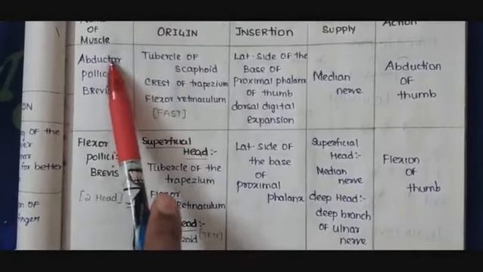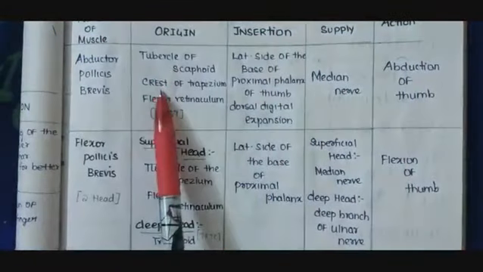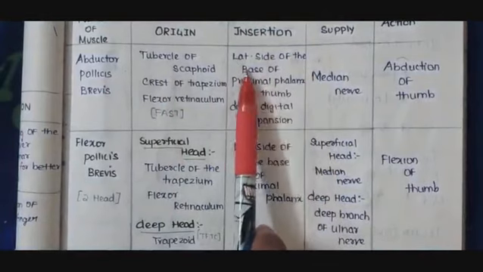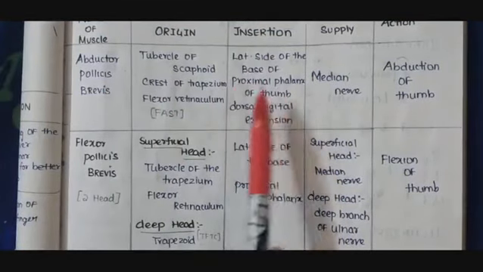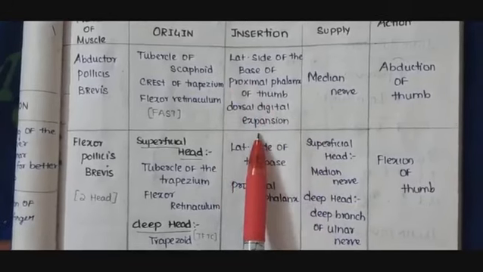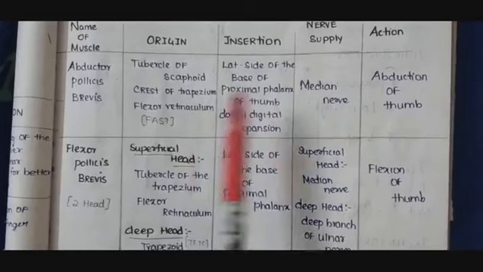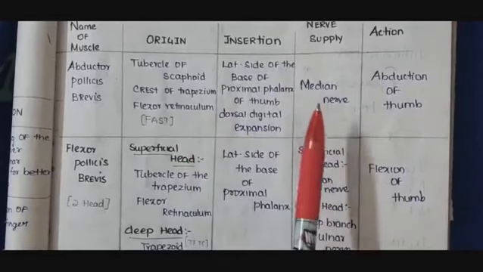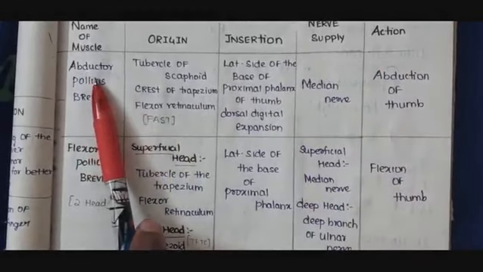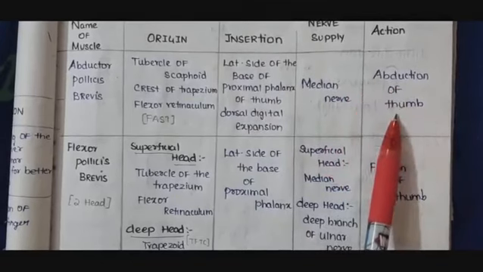As you know, abduction is where your thumb will move laterally. So, this muscle gets inserted at the lateral side of the base of proximal phalanx of thumb, as well as from the dorsal digital expansion. As these muscles are present laterally at your hand, it is supplied by the median nerve. Action, easy, as the name suggests, it is abductor. So, the action of this particular muscle is nothing but abduction of thumb.